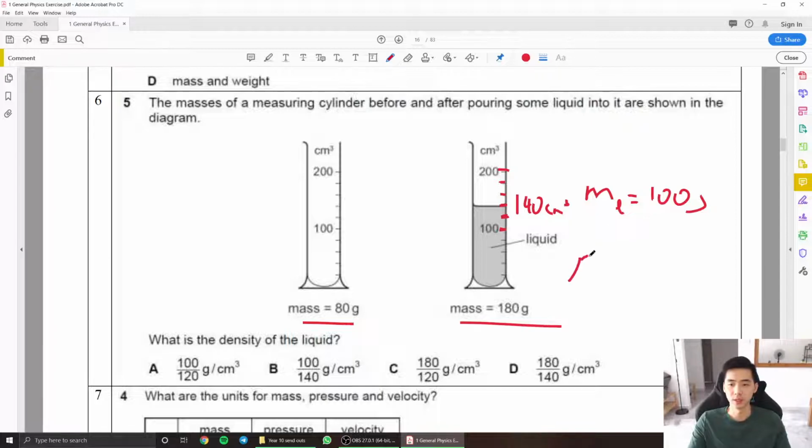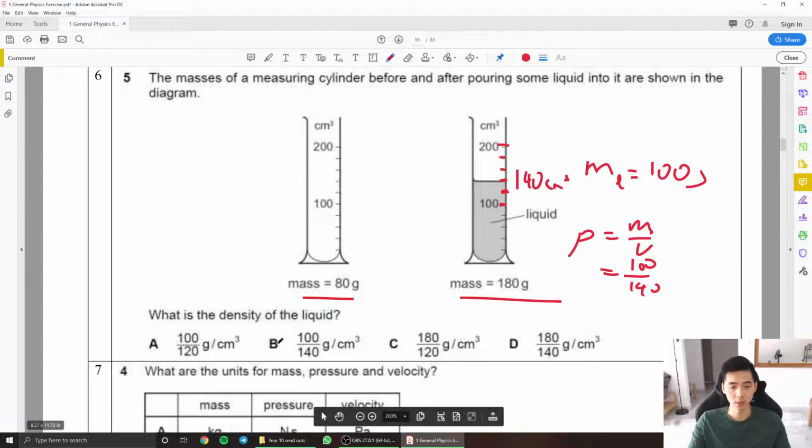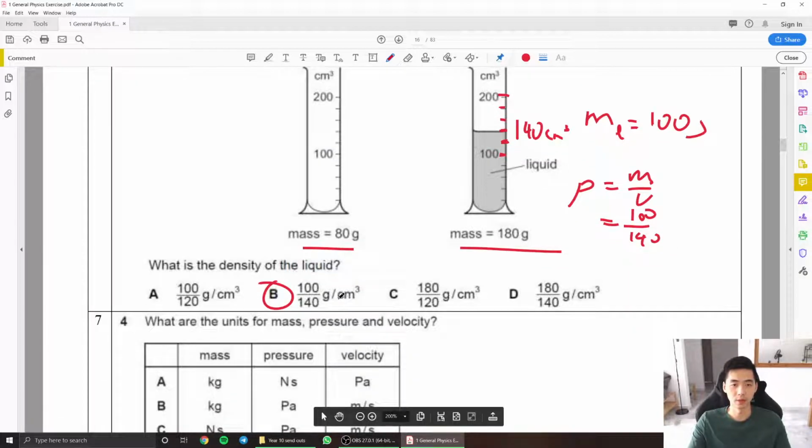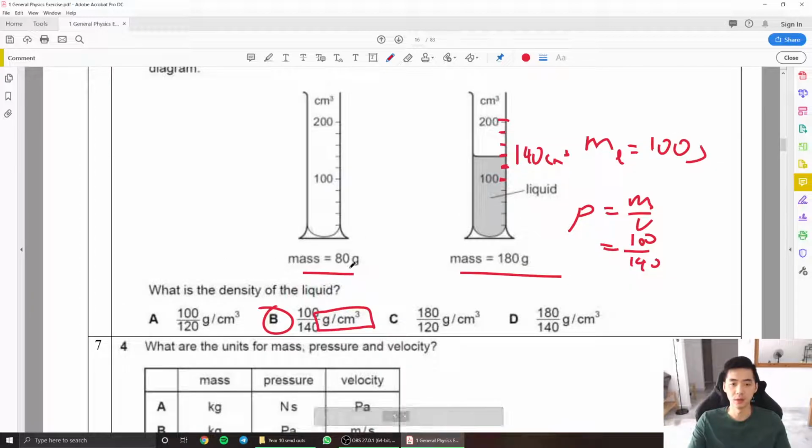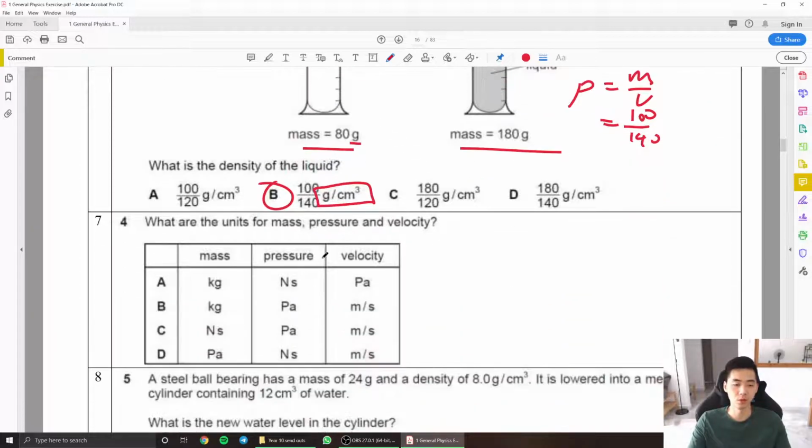So density is yet again mass over volume. In this case, it will be 100 divided by 140. That will be your final answer. Always check your units and see if it is the same. If it's the same, then you're okay.